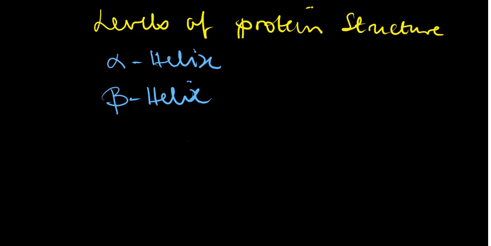Or a beta pleated sheet. These are the types of secondary structures that we have. So note that the alpha helix is a right-handed coiled or spiral structure. So it looks something like this.